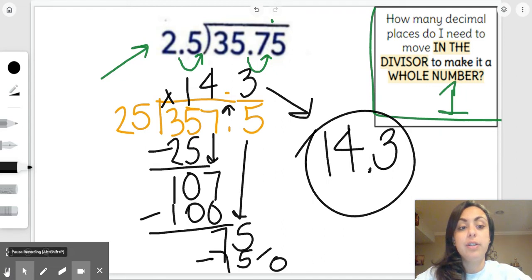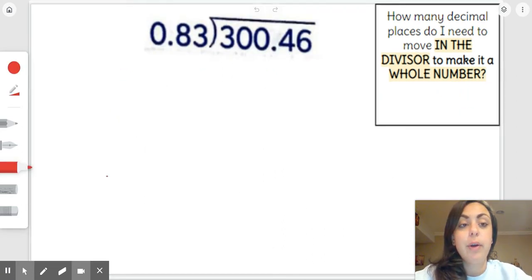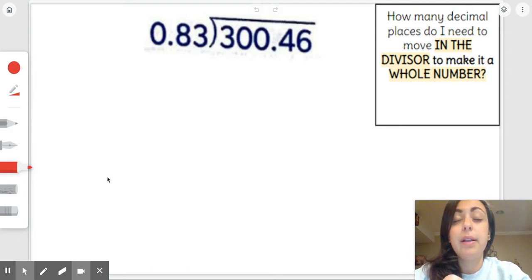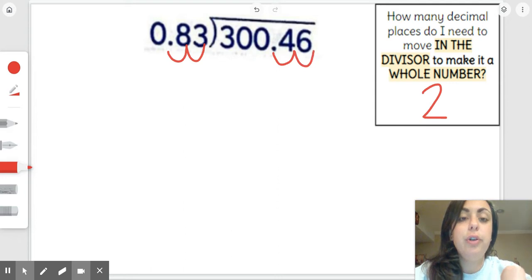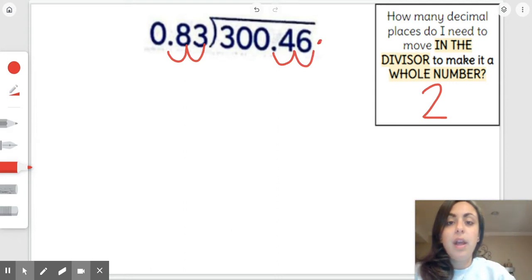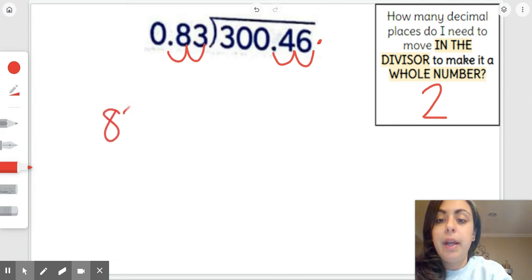Let's try a second question. So again, the question I'm going to ask myself is, how many places do I need to move the decimal in order to make the divisor a whole number? Well, in this situation, I have 0.83. I'm going to move it 1, 2. So I know 2. I also need to move it 1, 2 in my dividend. And then I'm going to rewrite the problem.